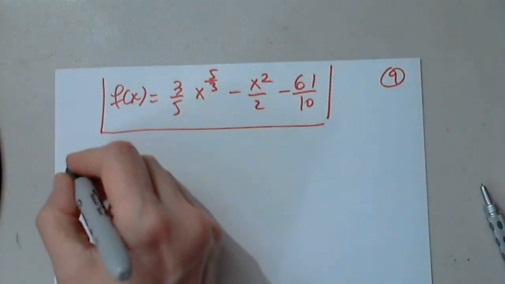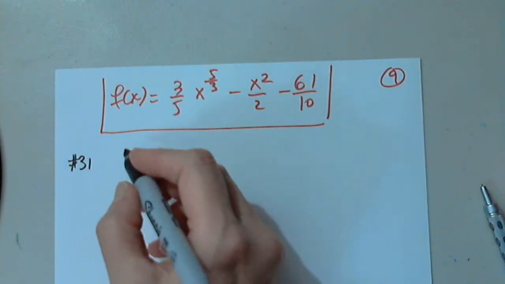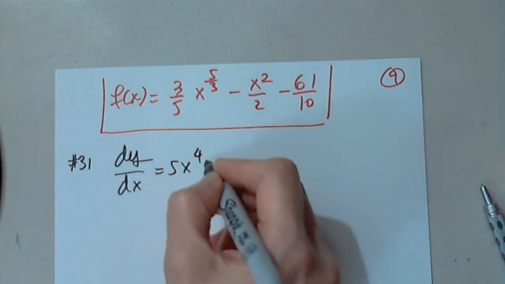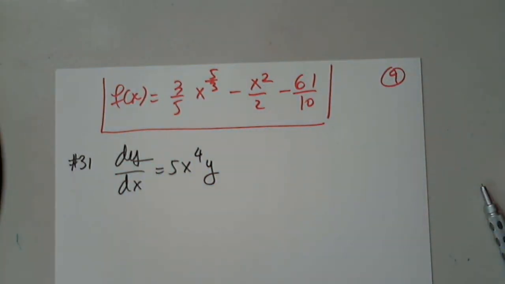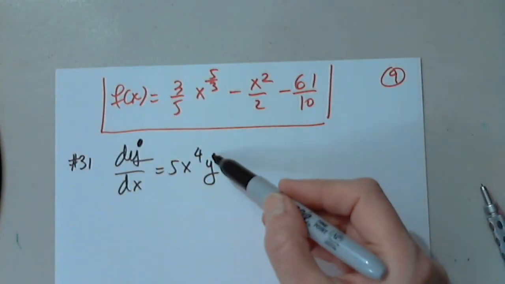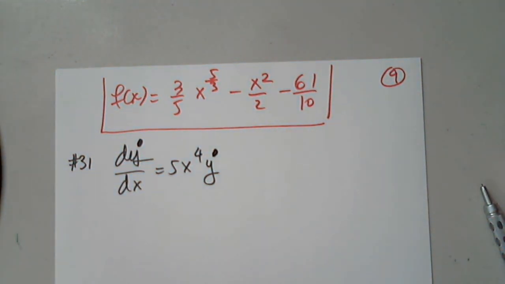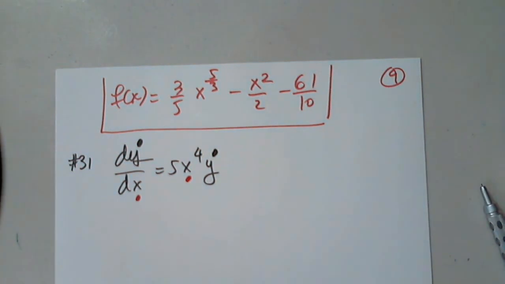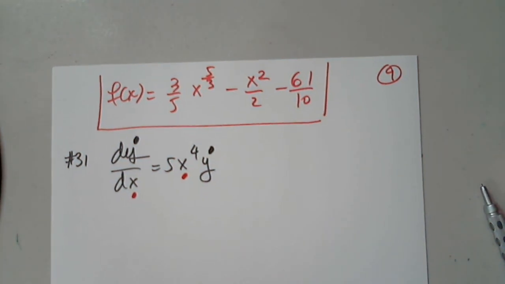Okay, so let's look at 31. Where are you, 31? Yes, dy over dx equals 5x to the 4th y. Perfect. So this is a perfect example for separable. I see y here, and I see y here. I see x here, and I see x here. I have to separate them.